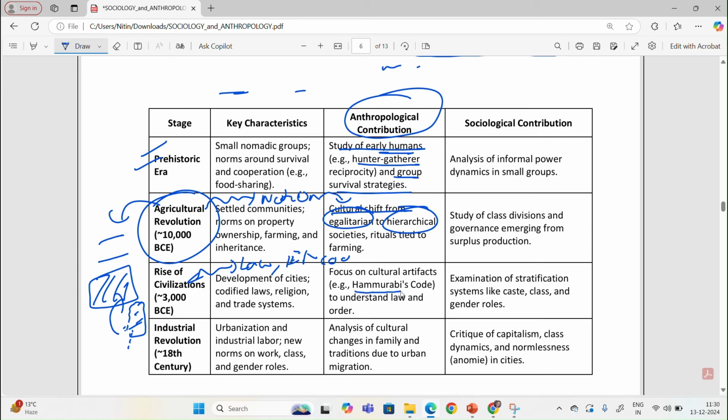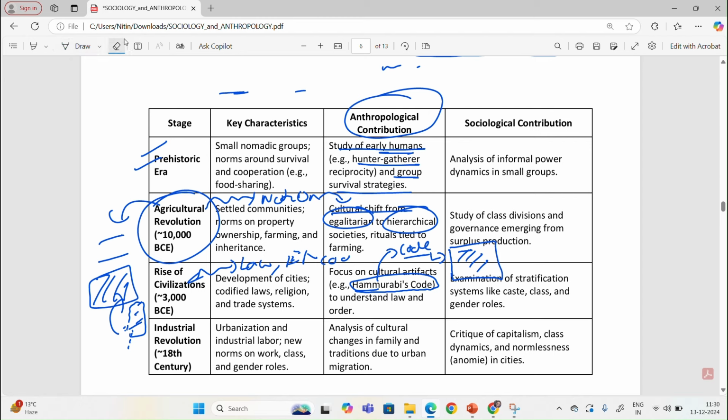For example, Hammurabi's code. This is a very old code which was found in Babylon and Mesopotamia. It was like a constitution for them to guide the public. So this is what an anthropologist will look at.